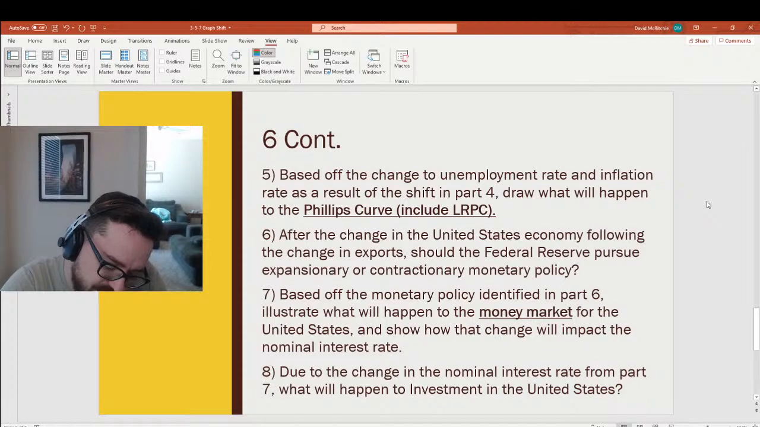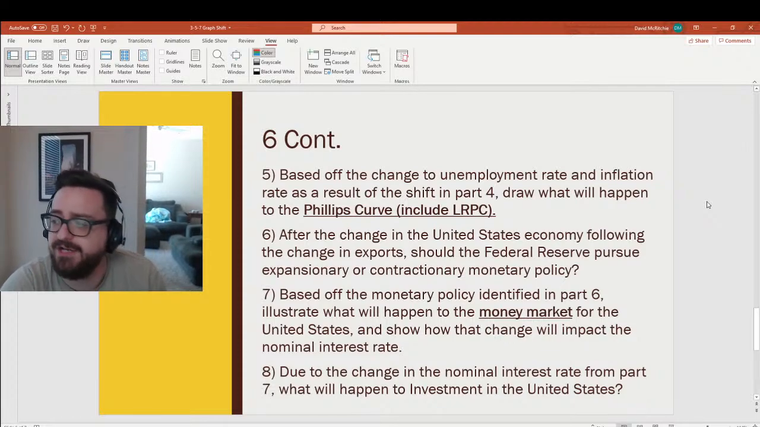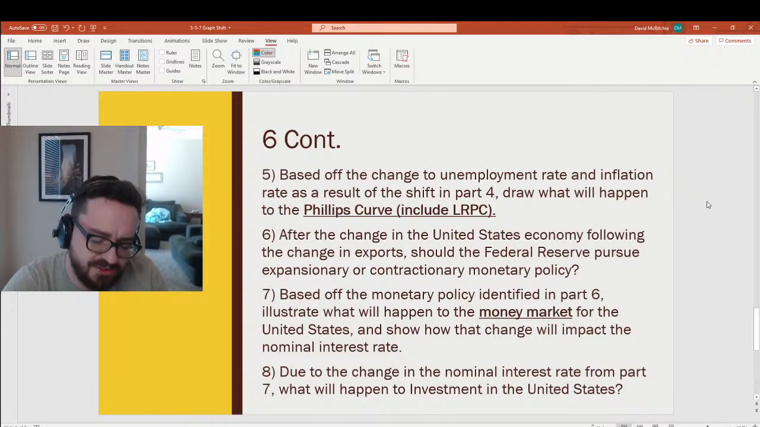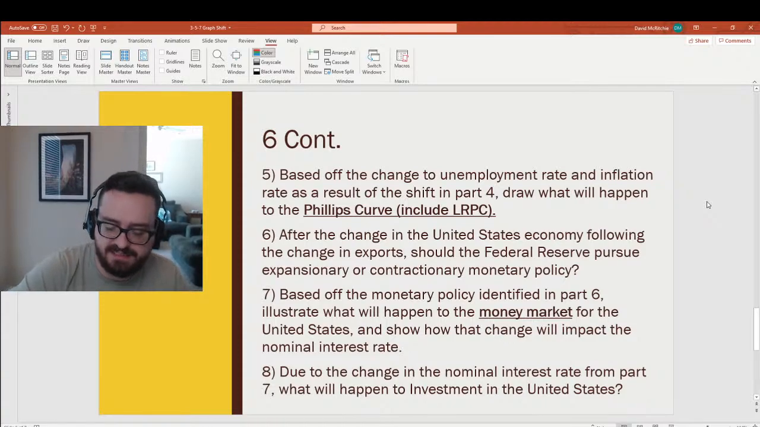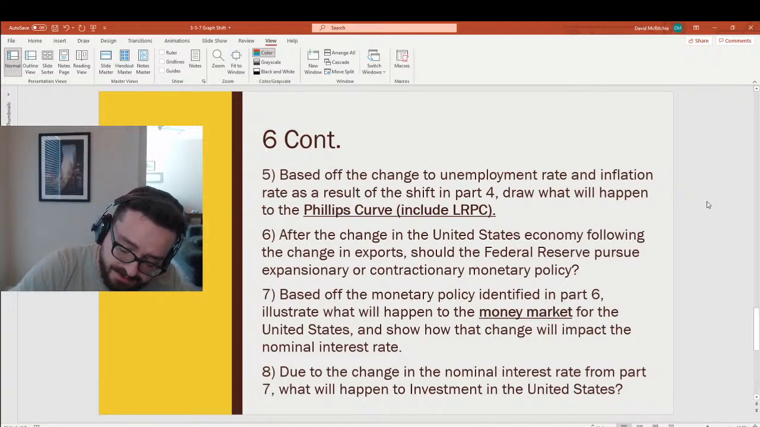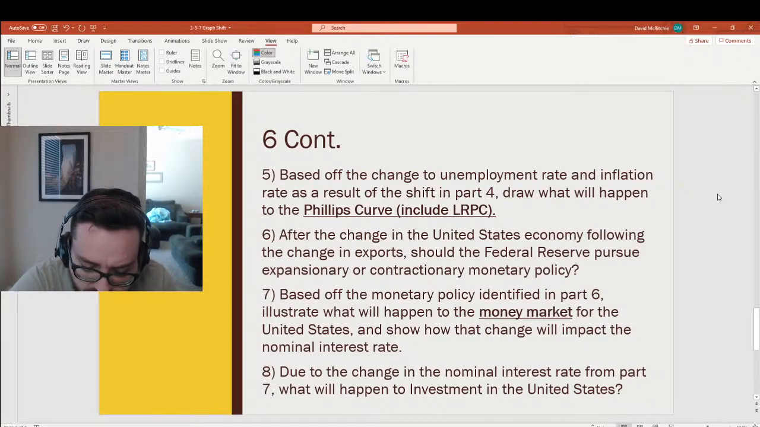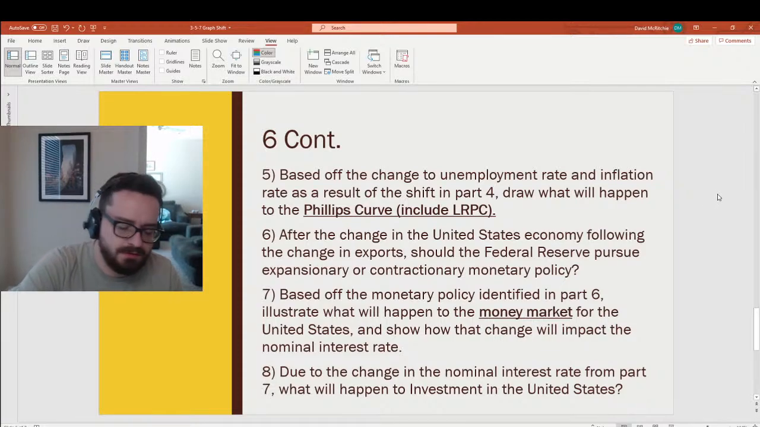A lot of times the questions will tell you what the axes are indirectly. Like it says based off the change in unemployment rate and inflation rate. That is kind of a hint that this graph is those lines. Got SRPC, and I'm going to draw LRPC. It told me to, and I can draw it. Draw what happened on that graph.